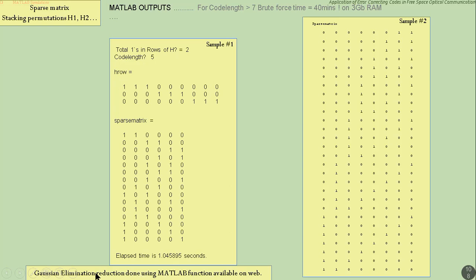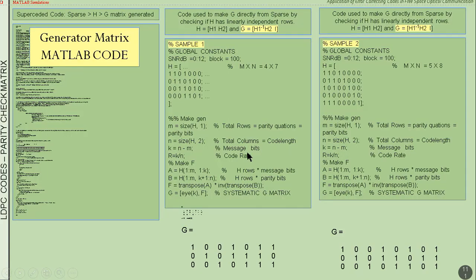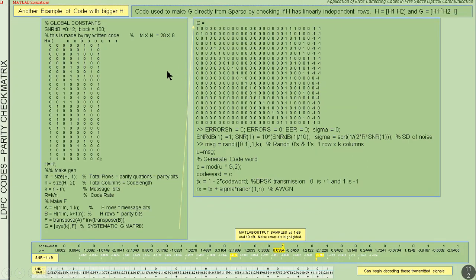The H matrix needs to be linearly independent, so I have used a MATLAB function to find the rank using Gaussian elimination. We have removed the equations or the rows that are not linearly independent. Otherwise, if two rows of the H matrix are in dual space, that means if the linear combination of two results in a third, then this is not a different parity equation, it is the same parity equation, so it is not useful. After making H and then G, I have generated a received signal according to the same BPSK modulation and adding noise.